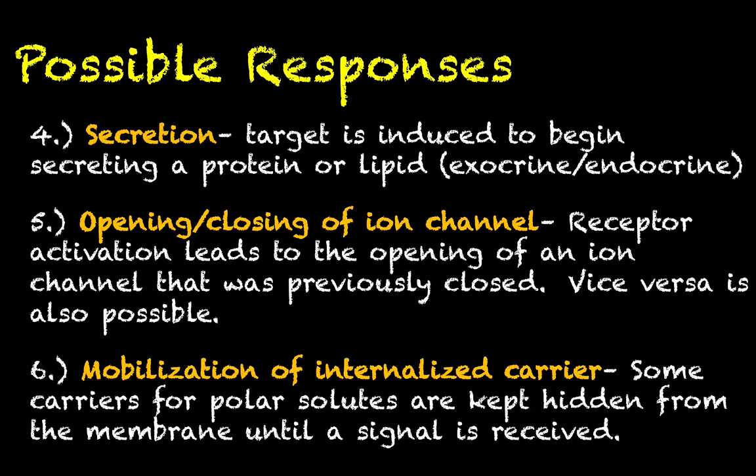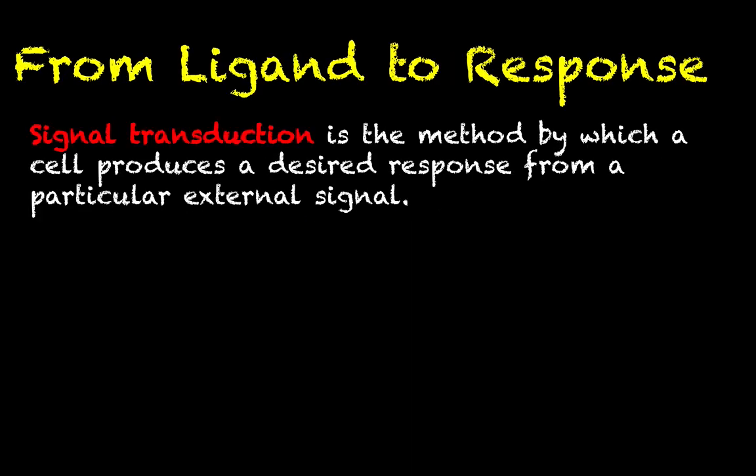And finally, you can have the mobilization of an internalized carrier. Now, this is a much more niche kind of process. You're not going to see this quite as often. But in this case, some carriers for polar solutes like glucose or water are sometimes kept hidden from the membrane until the appropriate signal is received. We're going to, in this course, become acquainted with this kind of response when we talk about the actions of the hormones insulin and antidiuretic hormone. So you can look forward to those discussions in the future.